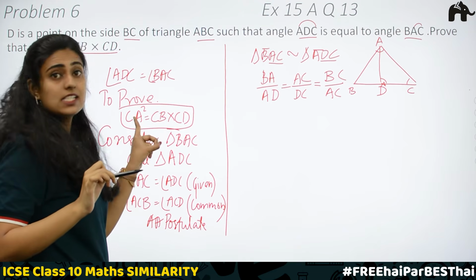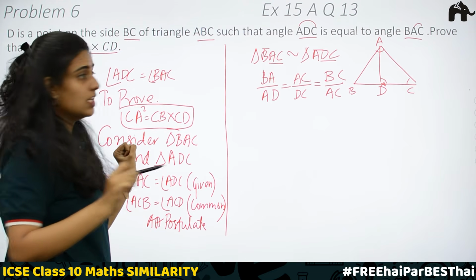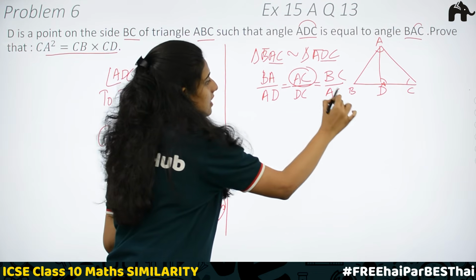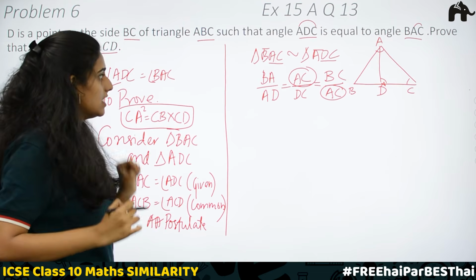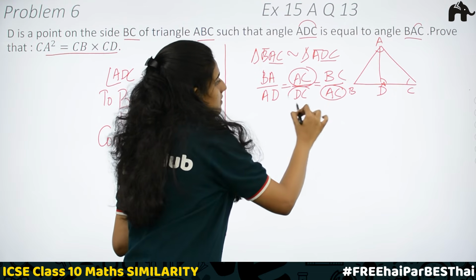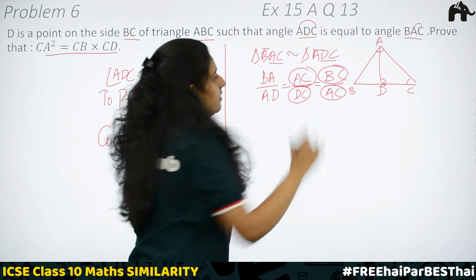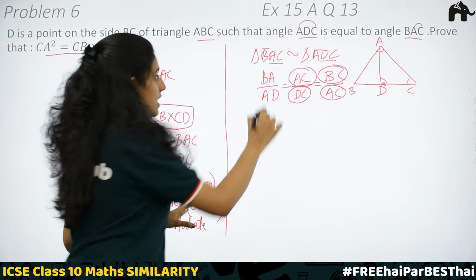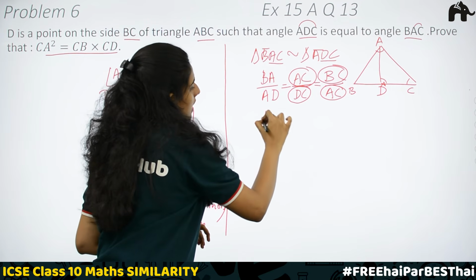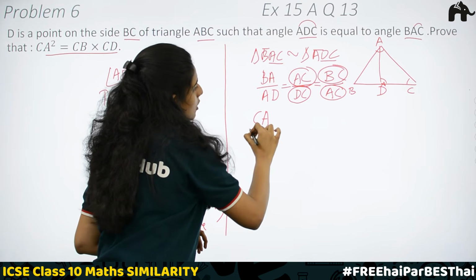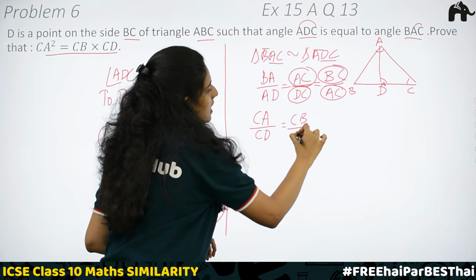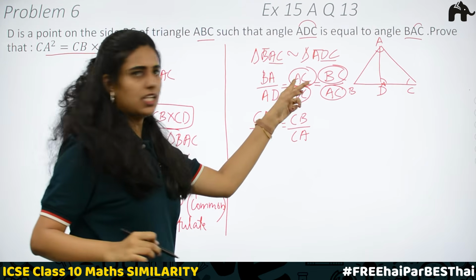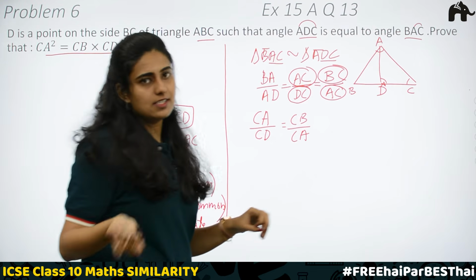So we need CA. Here we have AC, here also we have AC. What else? We need CB and CD. Here we have CD, here we have BC. That is, remove this part. CA by CD is equal to CB by CA. I am just rearranging it. AC and CA are the same.